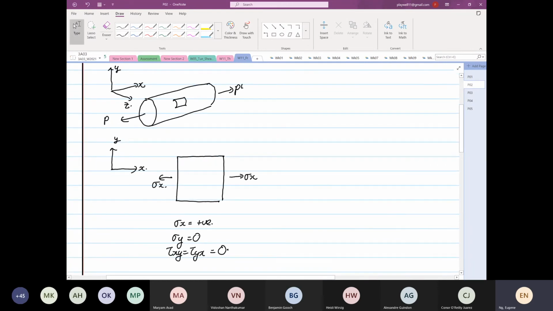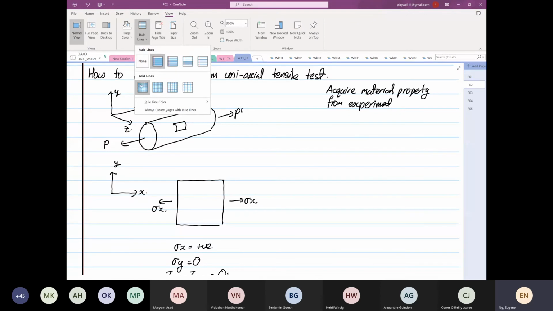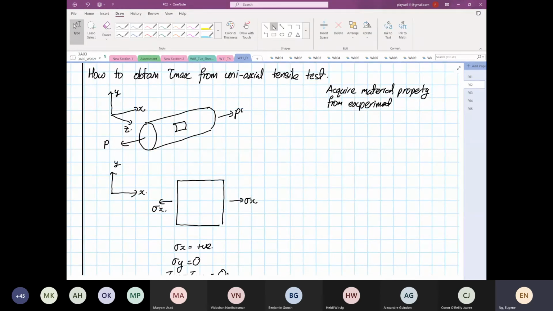Over here, if we were to construct the Mohr circle from an experiment, we are now going to acquire material property from experiment. We are going to do a test, and then we start plotting our Mohr circle. What we will see over here is that everything is in tensile. This is our normal stress, this is our shear stress. And this is our point Y, and this is our point X.